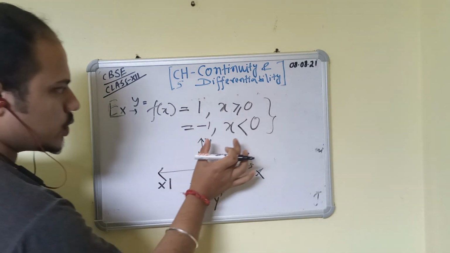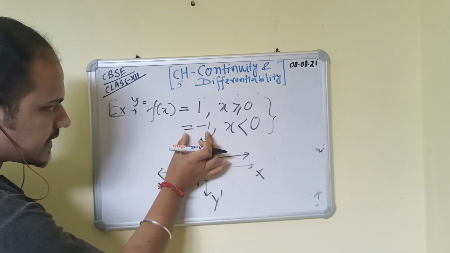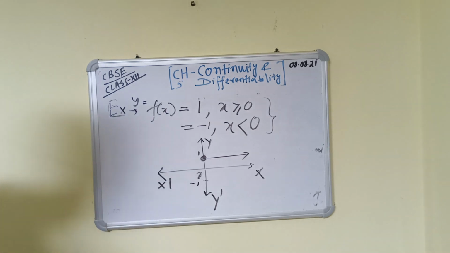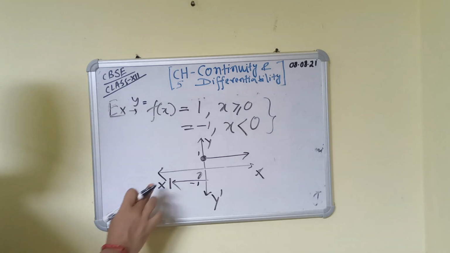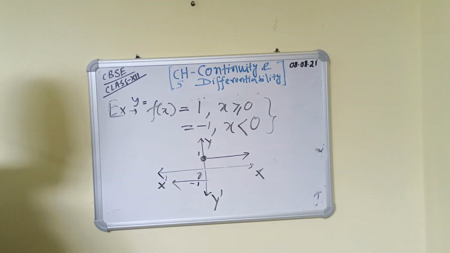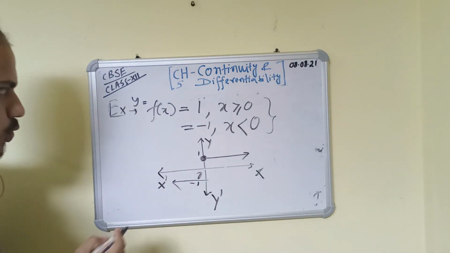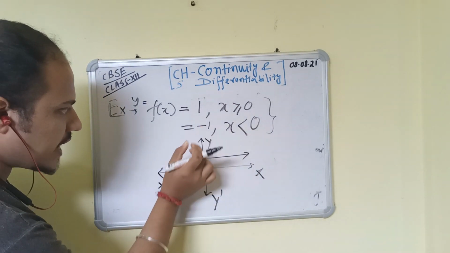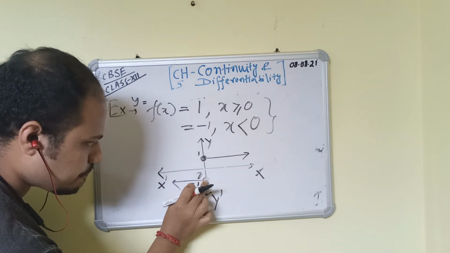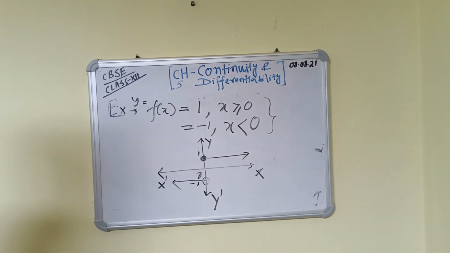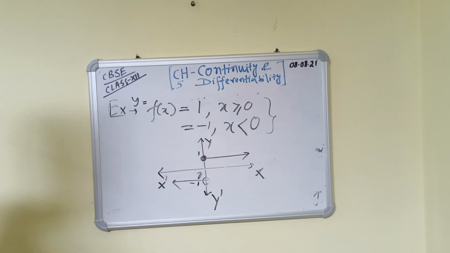Now comes to your negative case. When x is negative, the value of the function y equals f(x) equals -1. So that means you can draw like this. Here, that is only x less than 0, not including 0. So not including 0 means this -1 is not included here. That's why you have to mark a blank circle, because this is excluded.